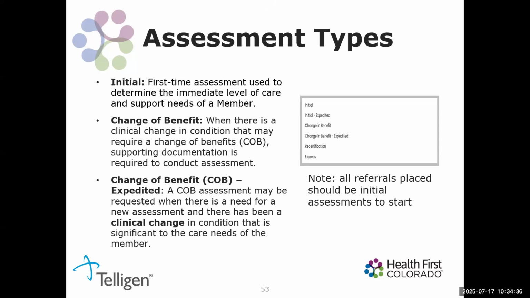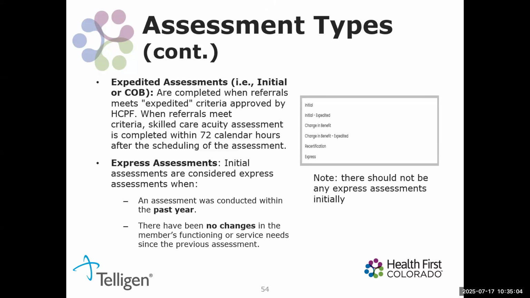The change of benefit is when there's a clinical change in a condition that may require a change in the services that that member is receiving. And Cassandra will talk a little bit about that in a second. Supporting documentation is required to conduct this type of assessment. And we can do them expedited. Expedited will give a shorter time frame that we have to conduct the assessment and have the results for you. There is criteria for expedited assessments, and Cassandra will talk a little bit about that in just a second.